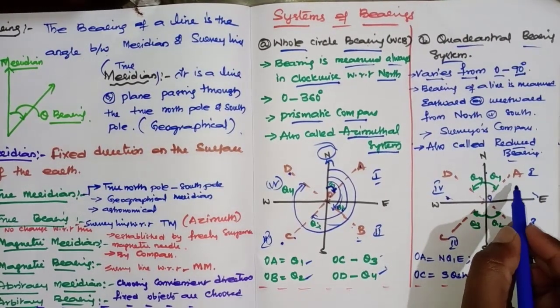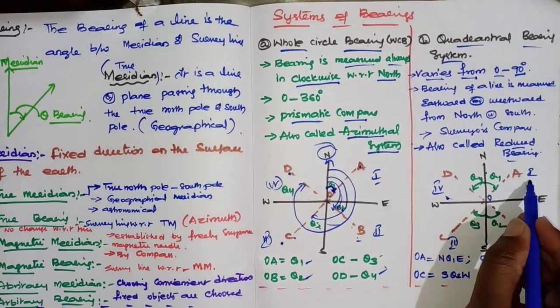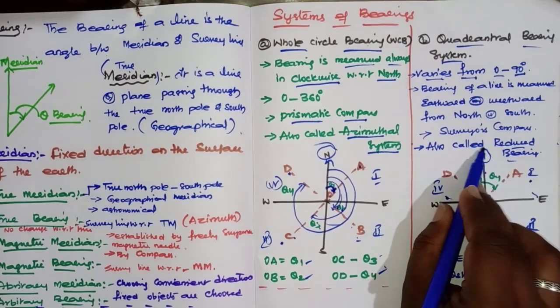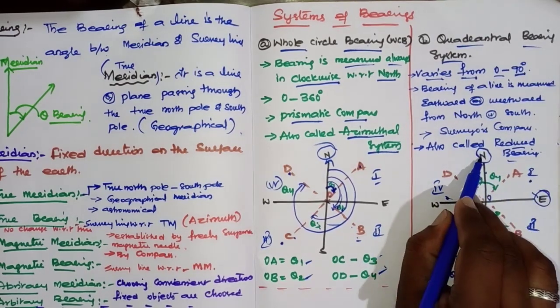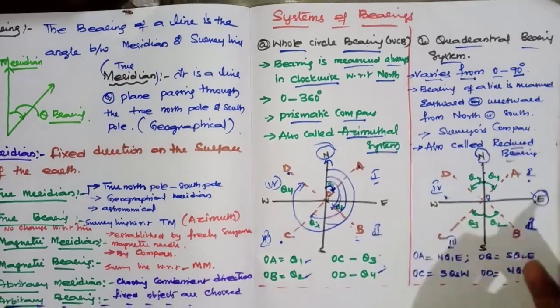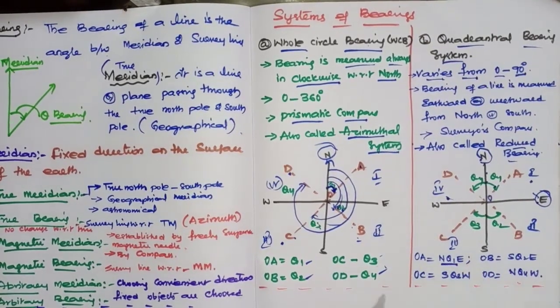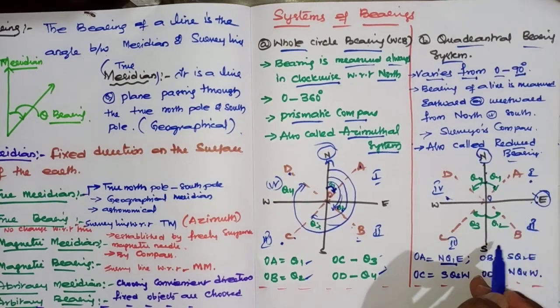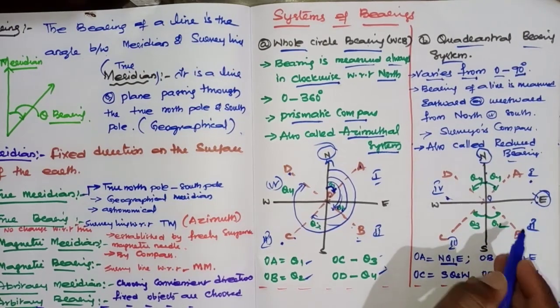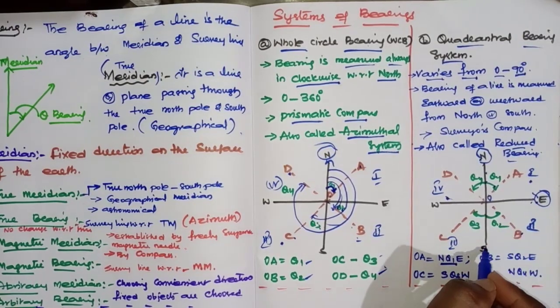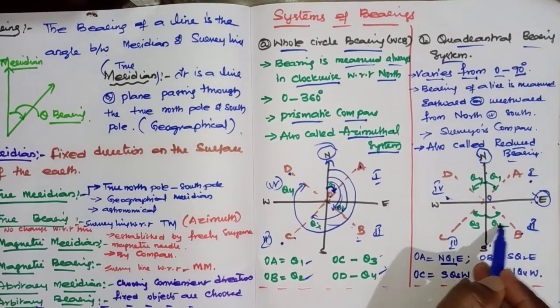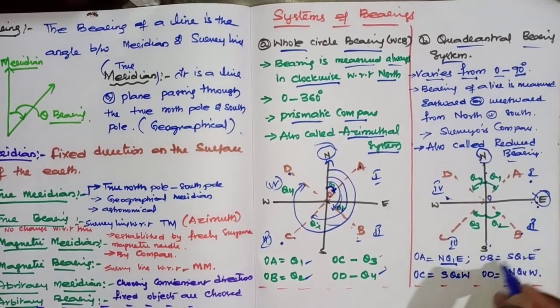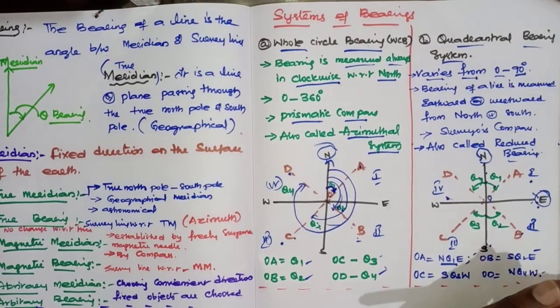Suppose a survey line lies in the first quadrant. First quadrant means northeast, so north theta 1 east will be the designation of the reduced bearing system. Suppose it is lying in 0 to 90 in the second quadrant, it is southeast, so south theta 2 east. The designation follows in a similar way.